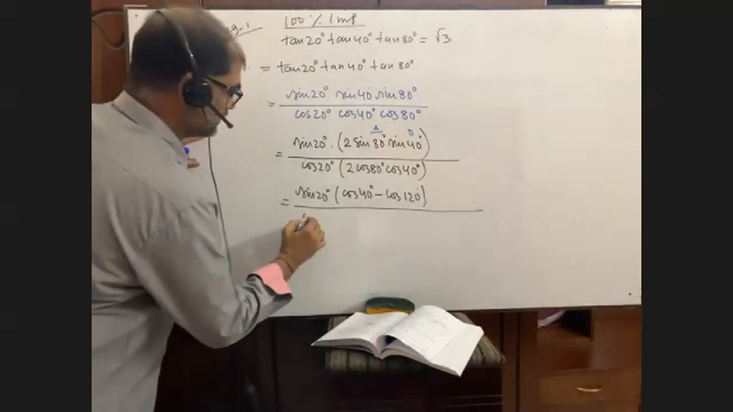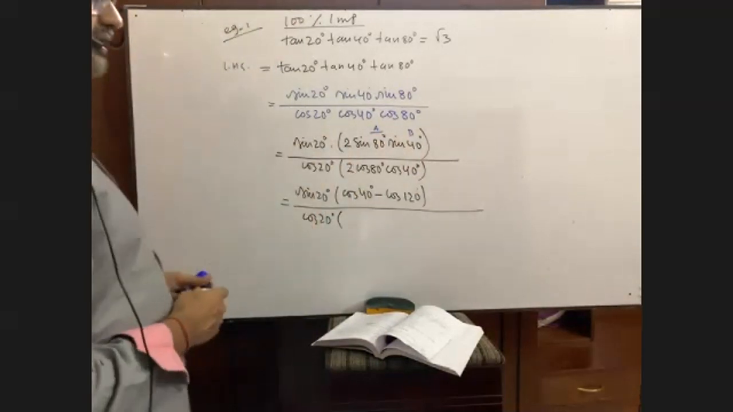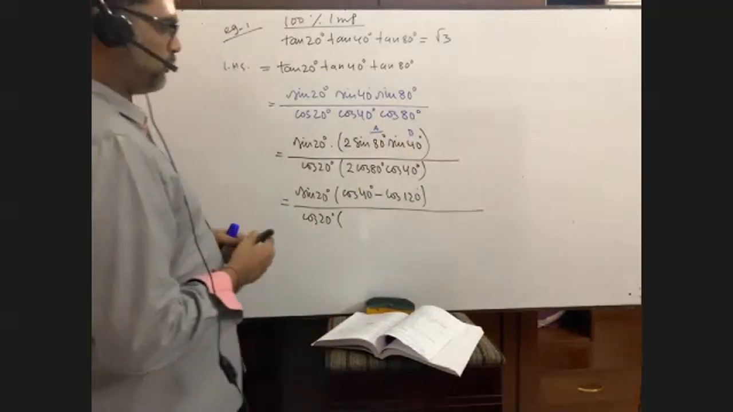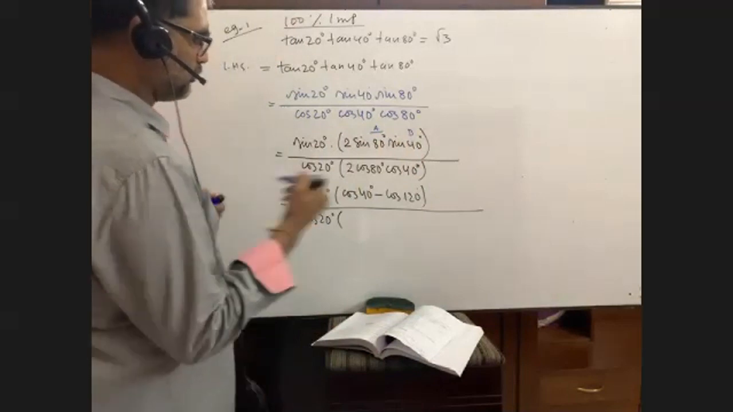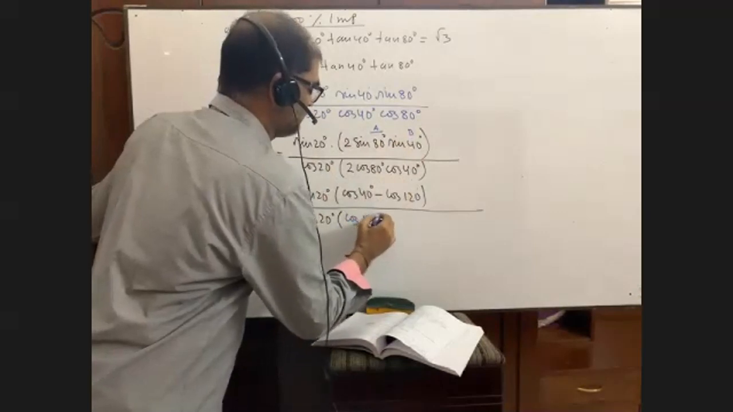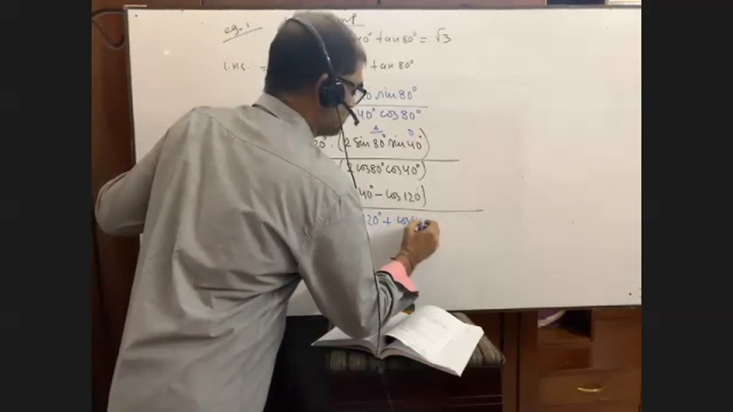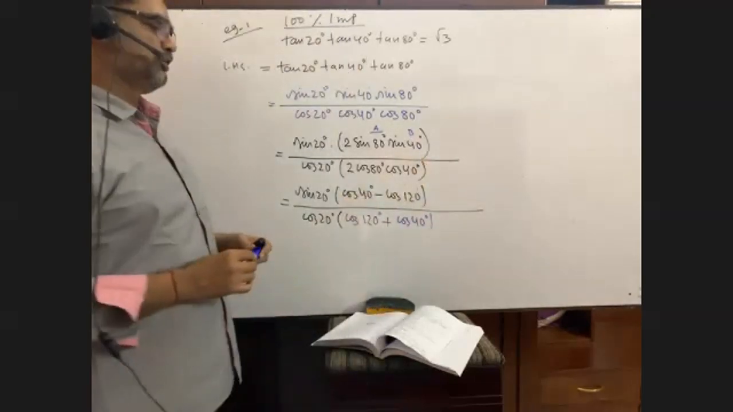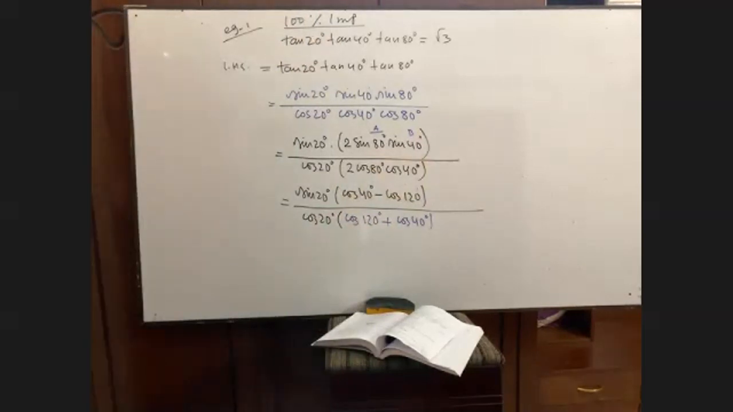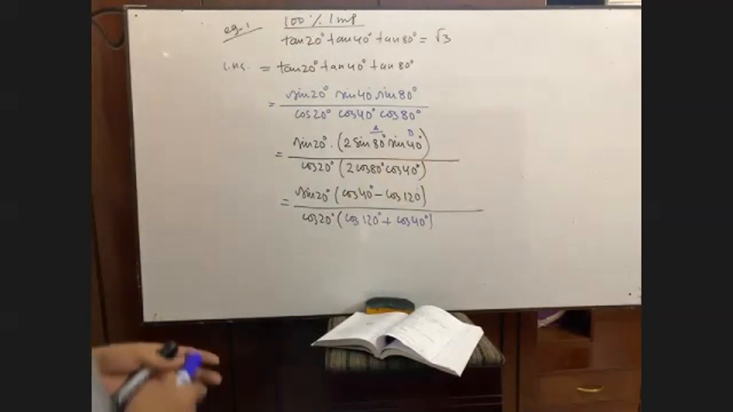Like the previous one, cos 20 degree. Then you again tell me 2 cos A cos B. What is the formula? Formula number 7. Cos of A plus B, that is 120 degree, plus cos of A minus B, that is cos 40 degree. Talk to me, please. All of you are required to talk to me. Is it okay to all? Please talk to me. Yes, sir. Okay.